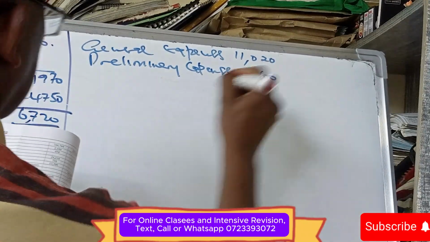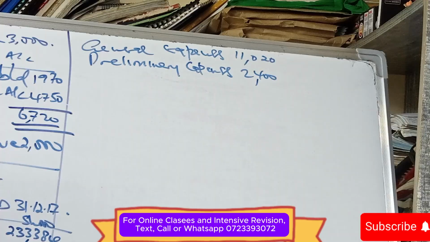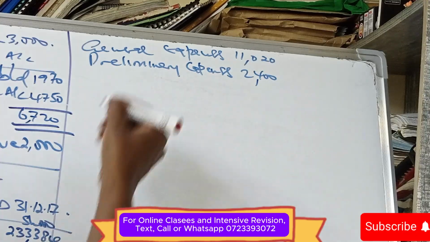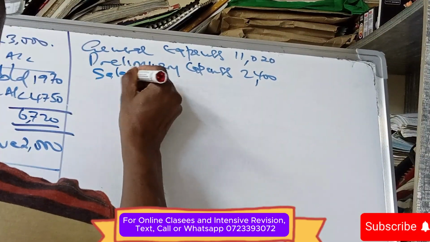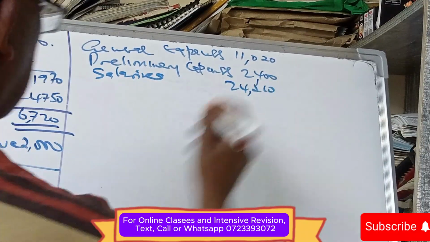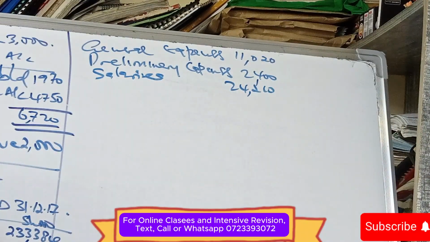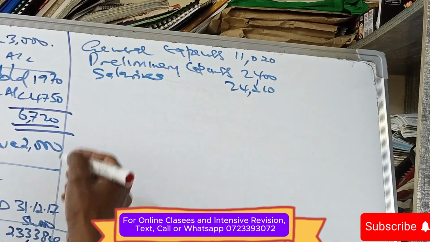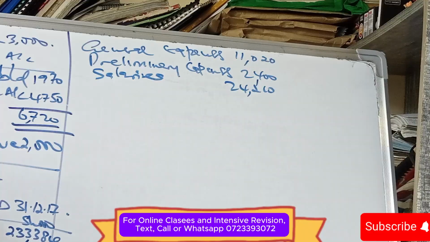$2,400. Salaries, 24,210. Insurance premium we have captured. Investor cumulative depreciation. Directors fees, 7,000. Directors fee we have not adjusted.